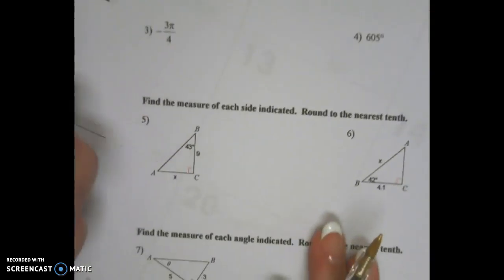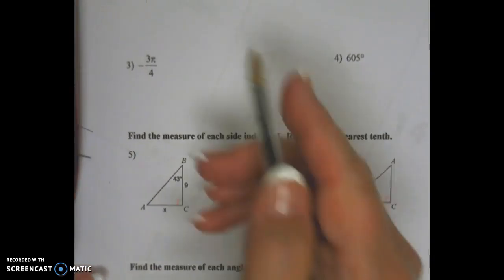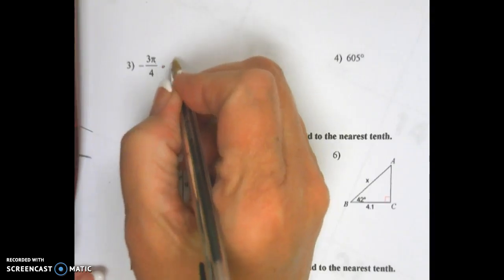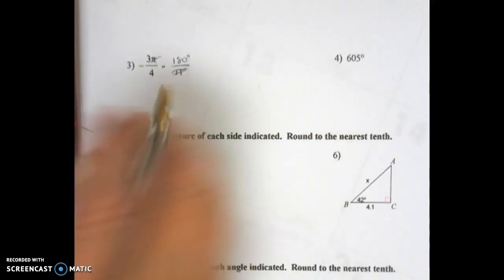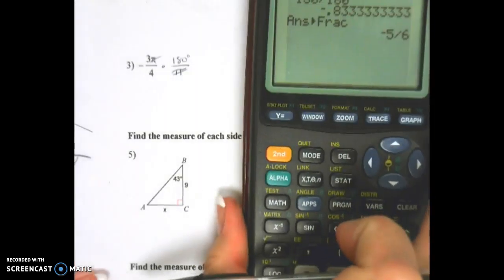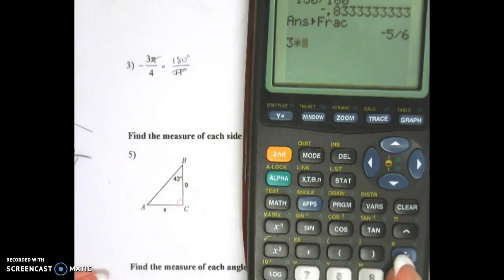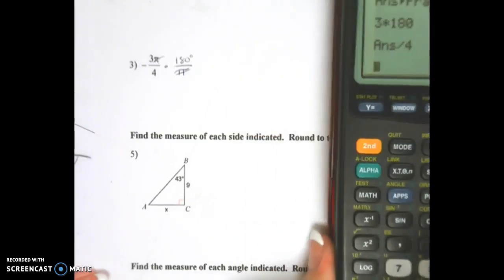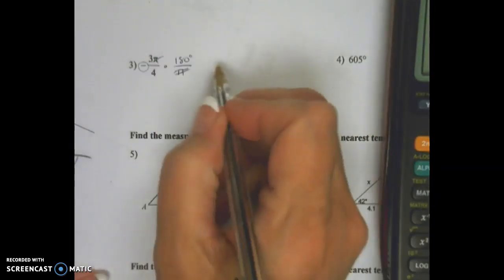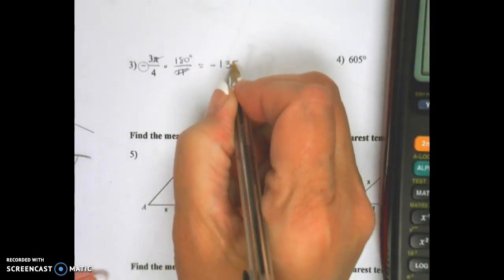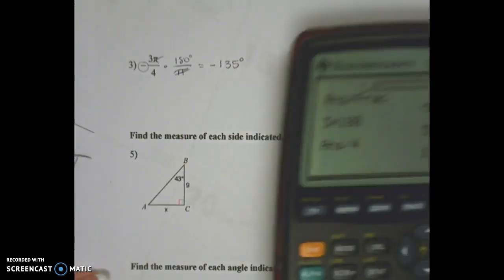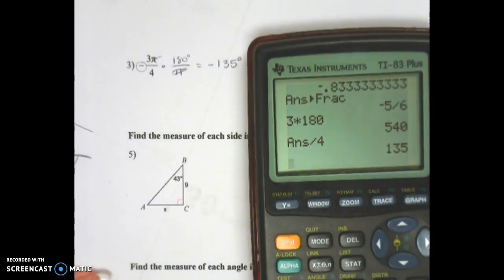Now I'm going to do 2 more of these very quickly to show you again. I have a pi in this problem, so I need the pi to be on bottom so that it will cancel out. So now I'm going to multiply 3 times 180 divided by 4. 135. Now notice this has a negative, so my answer is going to be negative 135 degrees.